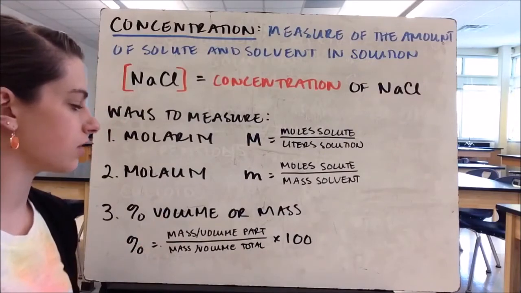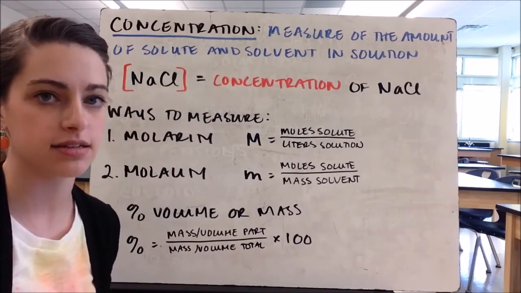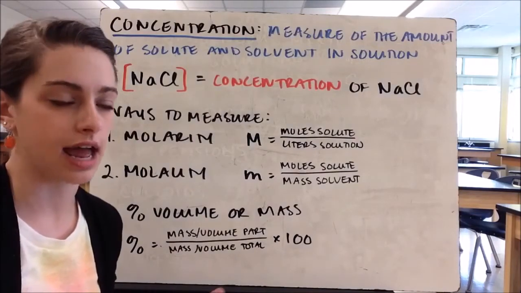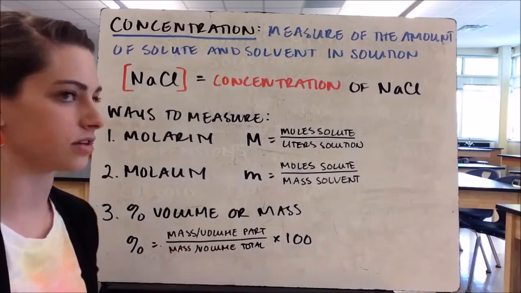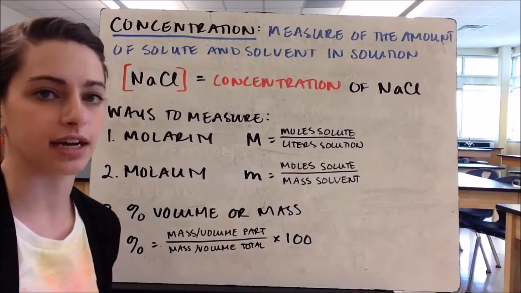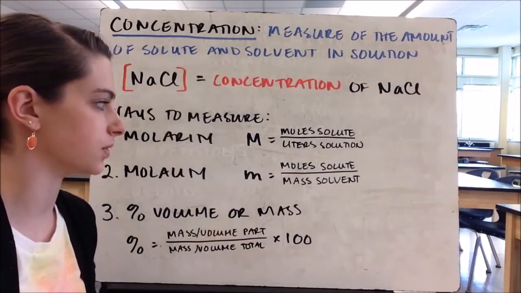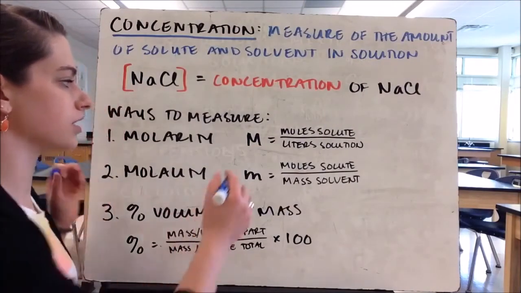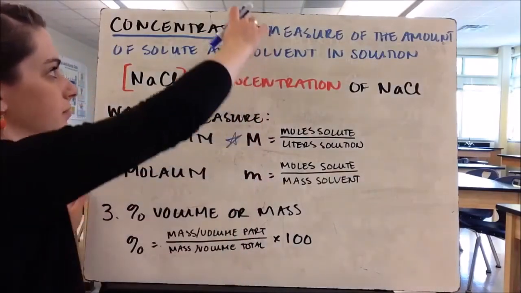And then the last way that you often see concentration is a percent by volume or a percent by mass, which is just like the percent of any other type of percent. So it's, in this case, your mass or volume of the part you're looking at divided by the mass or volume of the whole thing times 100. So that's your percent. And like I said, we're going to focus on molarity.